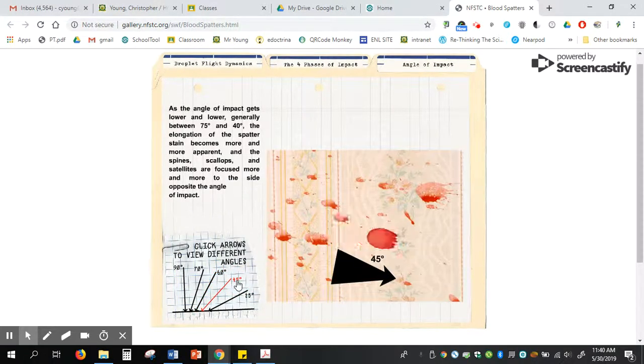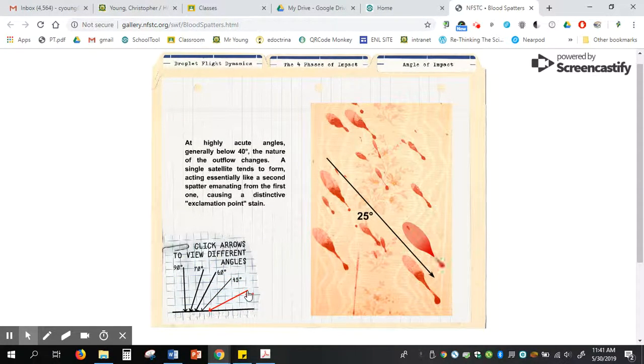I'm going to click on 45 degrees. As we get to a more and more extreme angle, a smaller angle with the surface, you can see that we get spines coming off of the blood droplet. The spines point in the direction of motion. And we get to an extreme angle of 25 degrees, very close to horizontal, very close to parallel with the surface. We get that distinctive exclamation point stain. And again, the spine points in the direction that the droplet is moving. Okay, that's it.